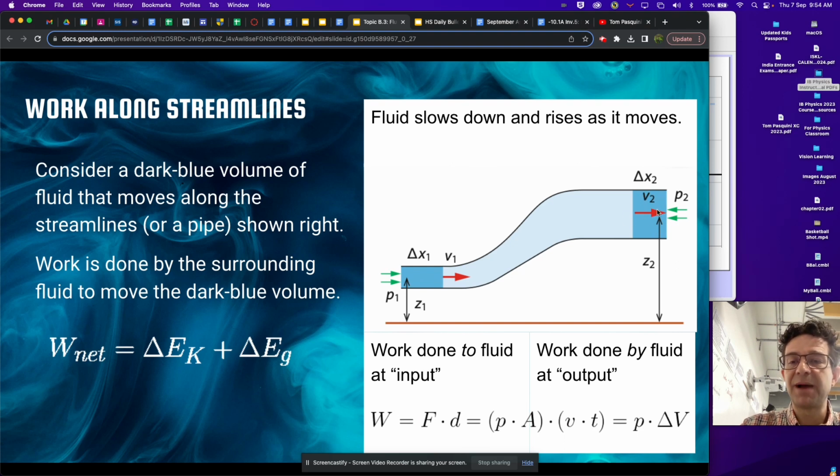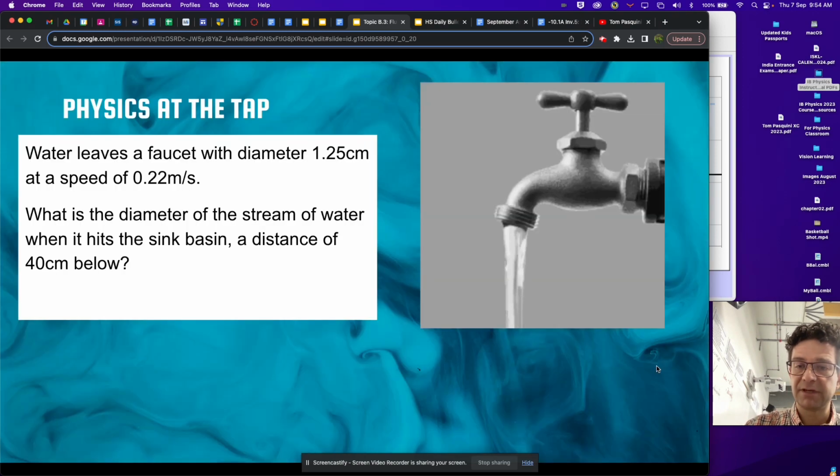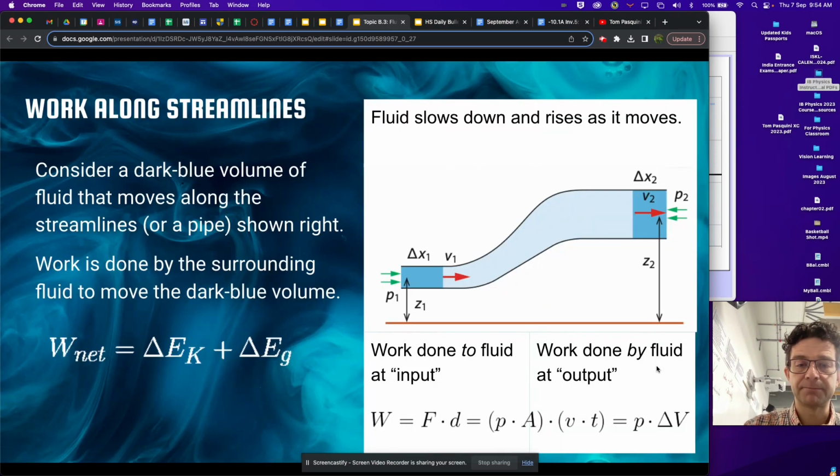Of course, the values might be a little bit different because this velocity is possibly lower because the cross-sectional area is larger. This displacement is going to be a little bit different, and that pressure is going to be different. But the volume is going to be the same. So it's pressure 1 times volume, pressure 2 times the same volume. Work is done to the fluid at the input, and work is done by the fluid at the output.